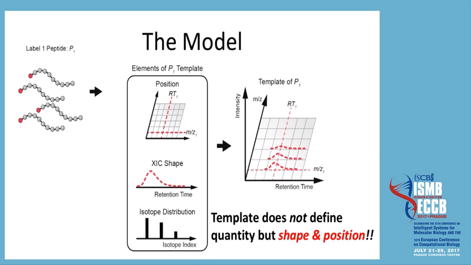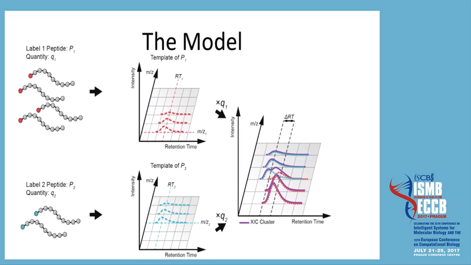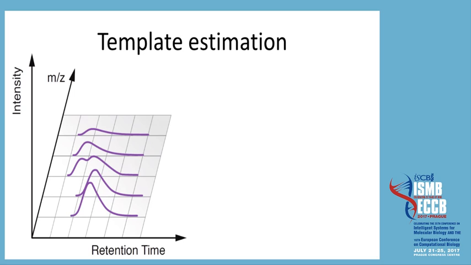From P2, the model generates the template in the same way, and finally by multiplying the quantities into each template and superimposing them, the model generates the XIC cluster. Note that we also assume the presence of retention time shifting here, marked by delta RT in this example.